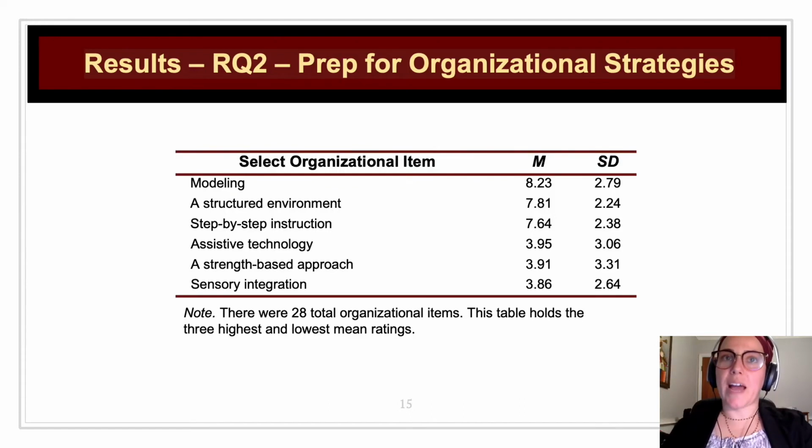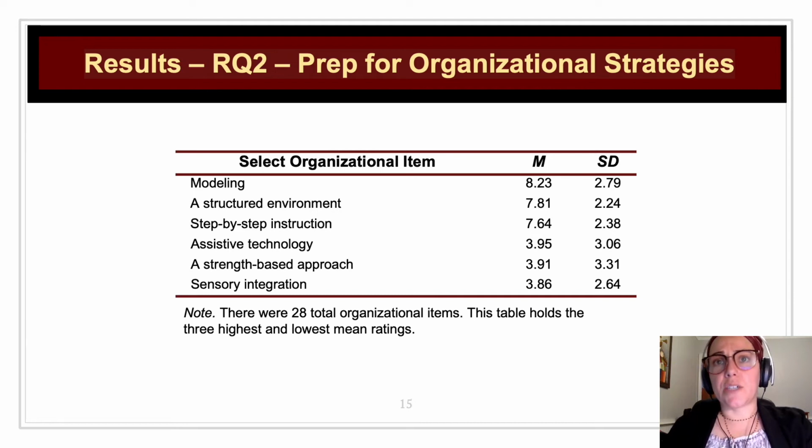Research question 2 asked about music teachers' preparation for organizational strategies. This chart includes the 3 highest and 3 lowest means. Modeling, a structured environment, and step-by-step instruction received the highest mean scores. These 3 items are effective for teaching all students, not just those with disabilities. So this raises the question of whether participants felt best prepared to implement these items because of their training for them in general, or if they were specifically taught the benefits of these approaches for teaching disabled students.